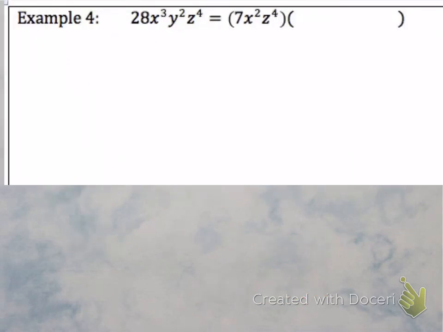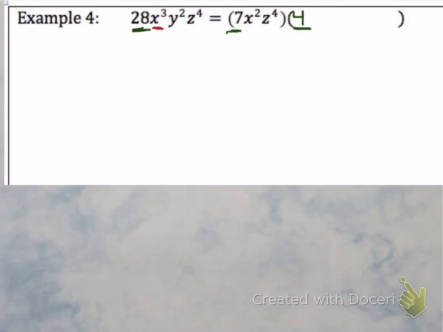For example 4, we're taking a look at finding the missing factor. So in a way, you're kind of doing some mental division here, and you're trying to find out what you would have to multiply by in order to get to what you had to start. So we're looking at a coefficient of 28, and that's 7 times what? And that is 7 times 4. So you would fill that in. And then you have x to the third.